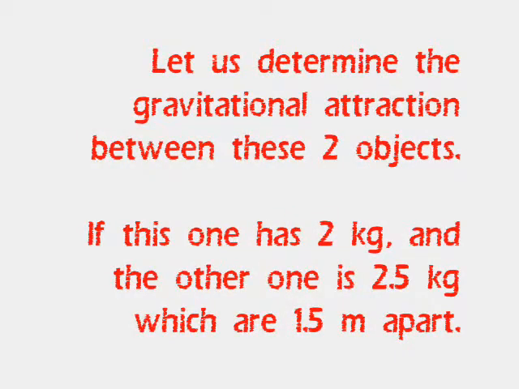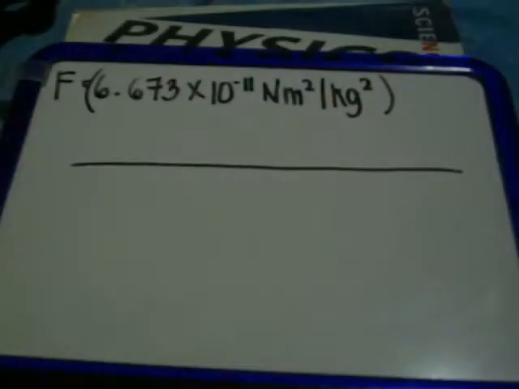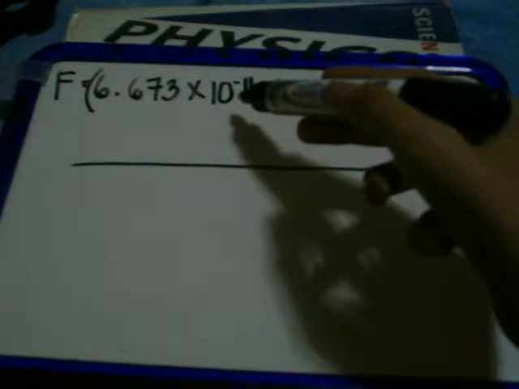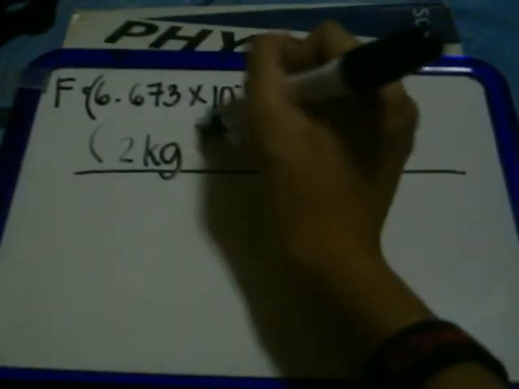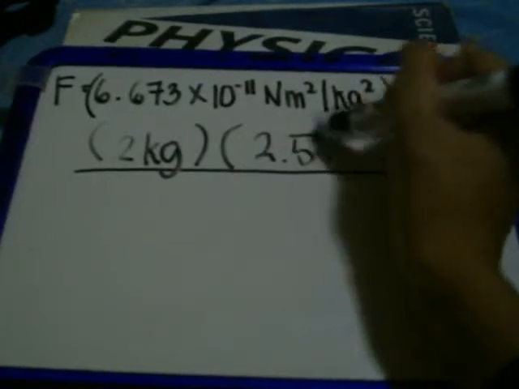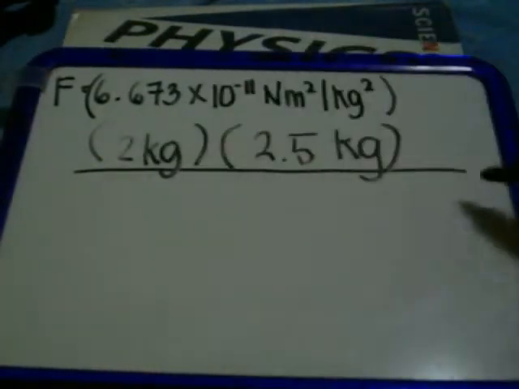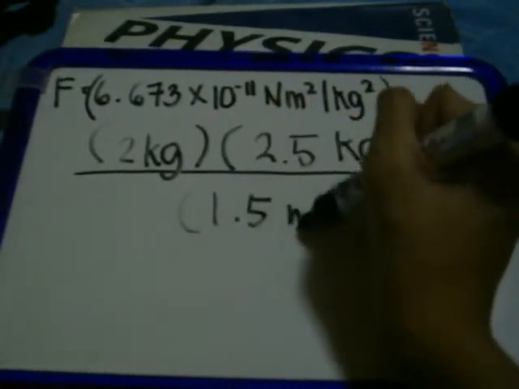Let's have an example. Let us determine the gravitational attraction between these two objects. If this one has 2 kilograms and the other one is 2.5 kilograms, which are 1.5 meters apart. Let's substitute the values. Gravitational attraction is equal to 6.673 times 10 to the negative 11 Newton meter squared over kilogram squared, multiplied by 2 kilograms times 2.5 kilograms, over 1.5 meters squared.